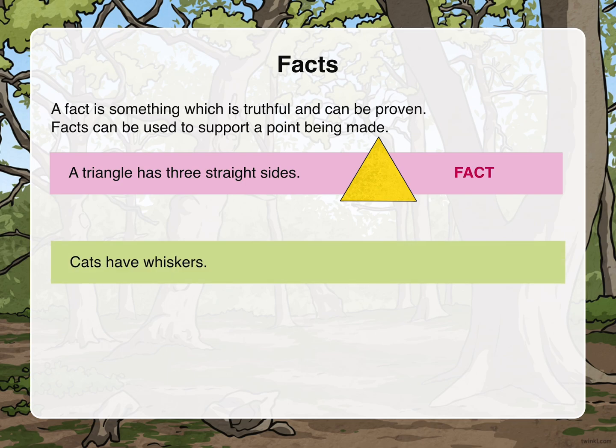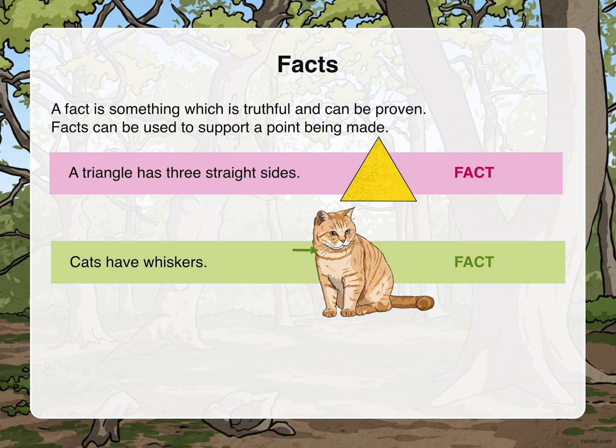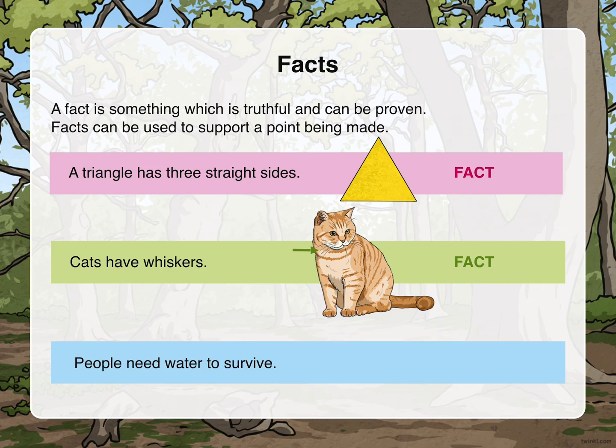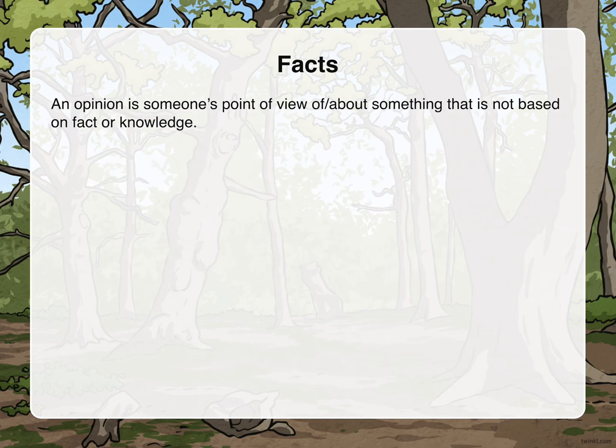Cats have whiskers. That is a fact. That can be proven just by looking at a cat. People need water to survive. That is an absolute fact. We need water to survive, and there's lots of documents out there explaining why we need water to survive.